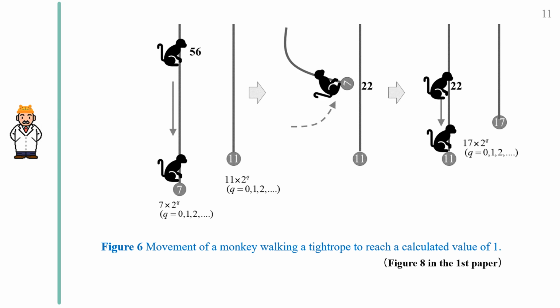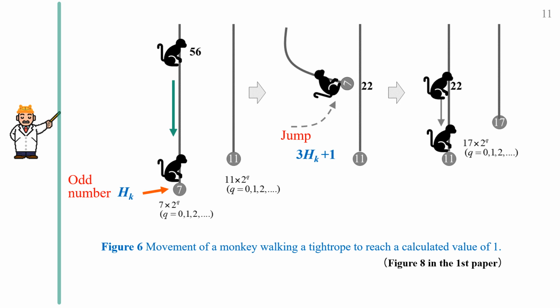If the number on the rope the monkey is holding is even, the monkey slides down the rope to the terminal odd number h sub k. Then it swings and jumps to the next rope. The value on the rope immediately after the jump is given by the calculation 3 times h sub k plus 1. Since this value is even, dividing it by 2 causes a slight descent.